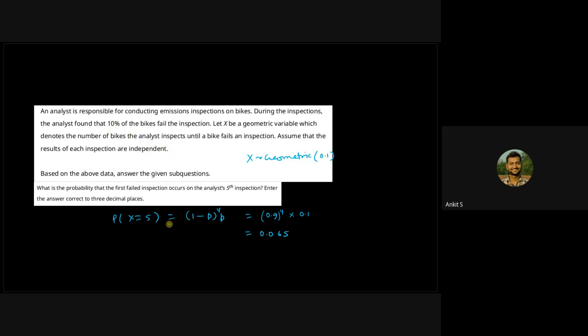Now you all know how to calculate the probability of a geometric random variable taking some value. We have to calculate the probability that x will take value 5. It means that if the analyst finds the bike fails on the fifth inspection, then all of the four bikes that came before the fifth bike were okay, or functioning correctly, so those are not failing. So the probability will be 0.9 raised to the 4 times 0.1. This is just basic calculation of probability, but I am explaining because this is related to the very basics.